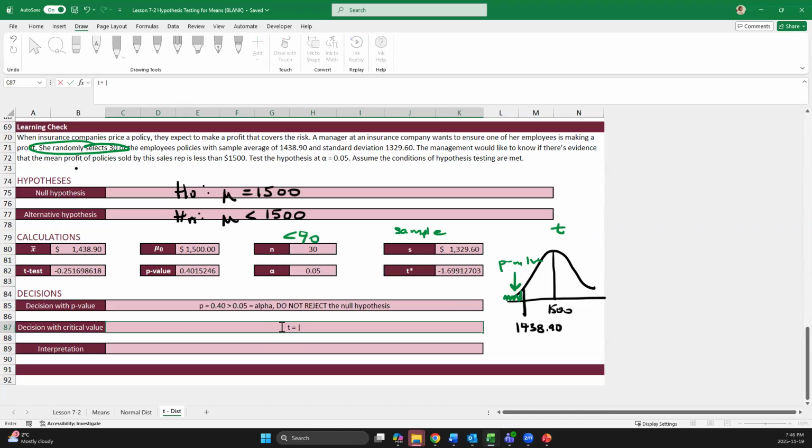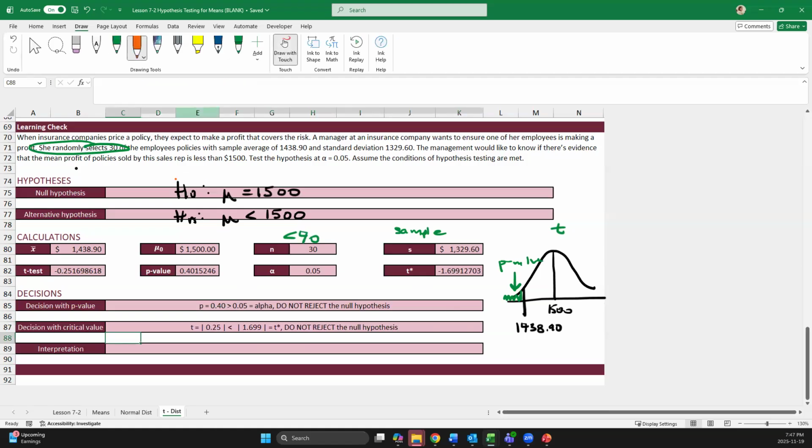If we talk in absolute values, which just means ignore the negative, 0.25 is less than 1.699. And again, it's easier a lot of the time when you're talking about these to just put everything in absolute value so that you remember you can only reject if t-test is bigger than t-star. In this case, it's not bigger. So we do not reject the null.